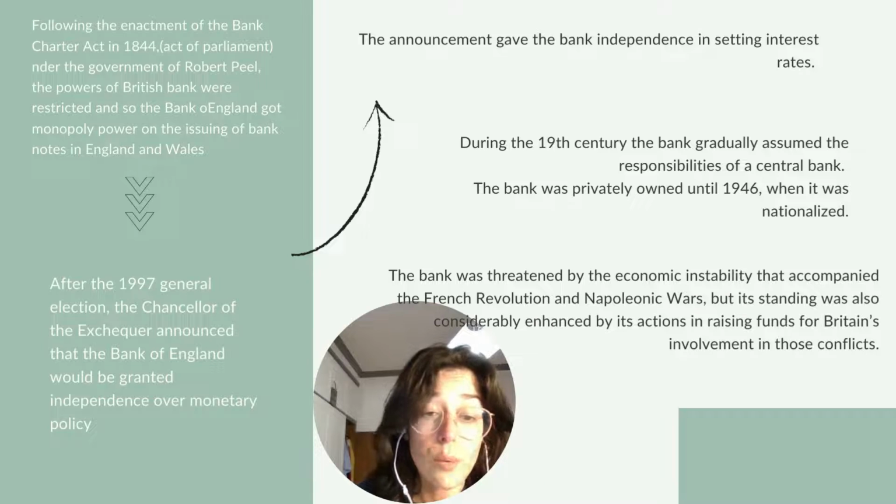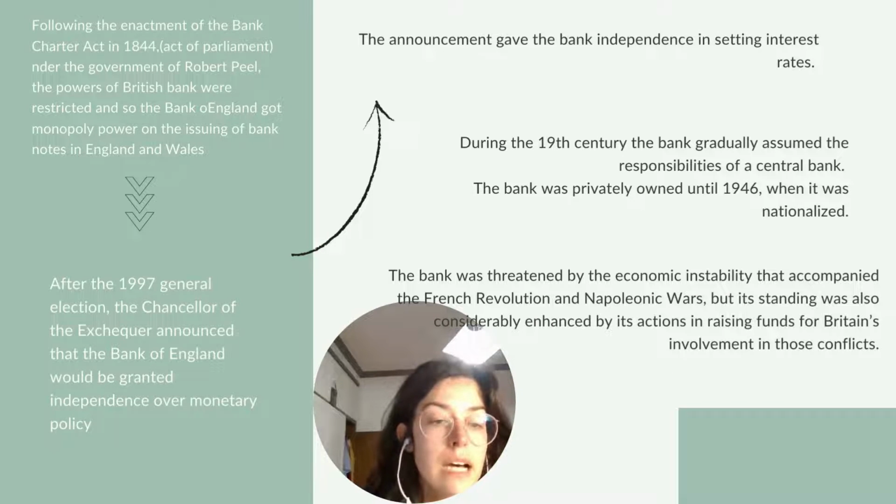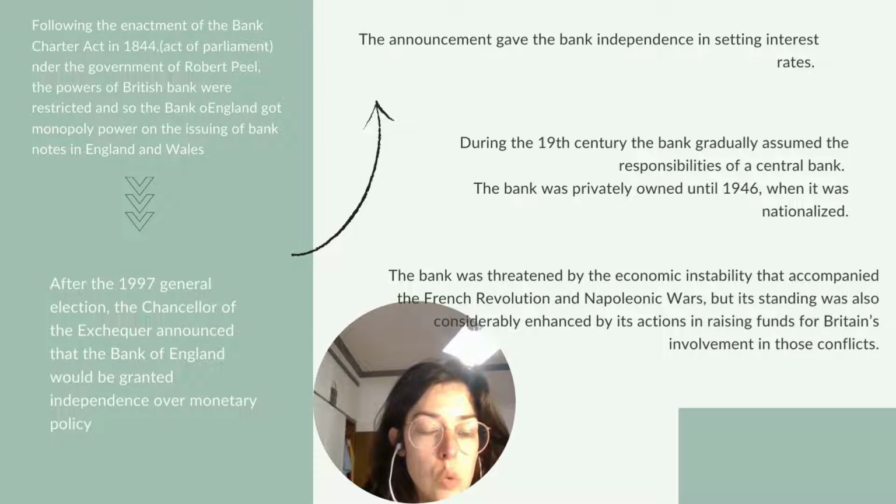So that being said, following the enactment of the Bank Charter Act in 1844, under the government of Robert Peel, the bank got monopoly power on the issuing of banknotes, both in England and in Wales. And this was a significant step towards becoming the official government bank. What this bank charter meant was that it gave the bank the sole right to issue banknotes, except for a few smaller banks, but they had to be headquartered outside of London.